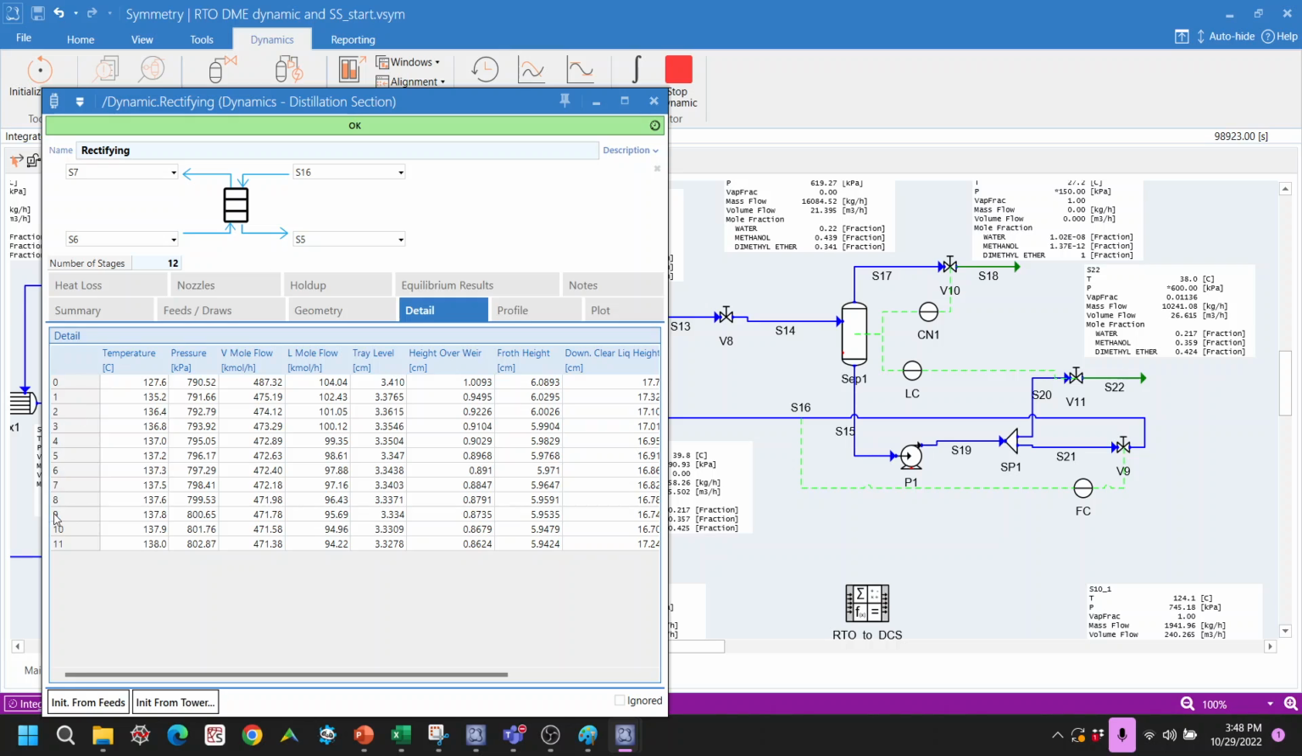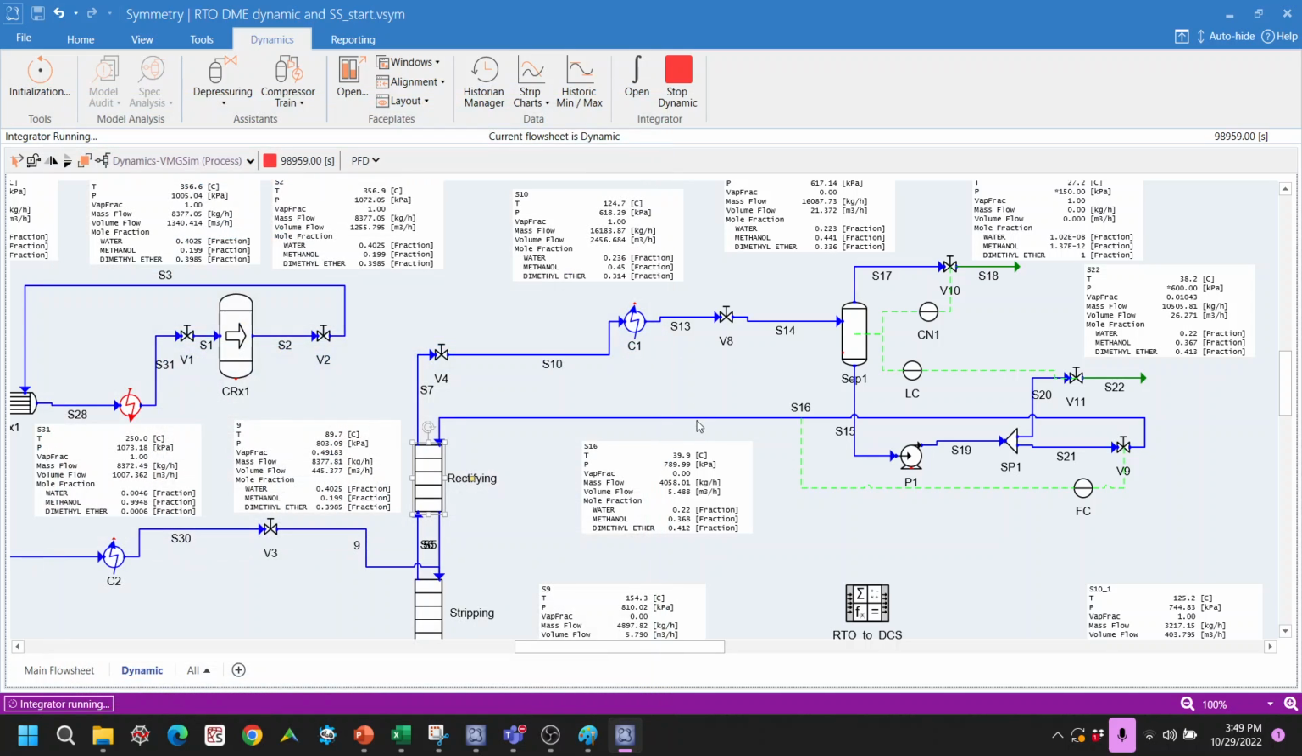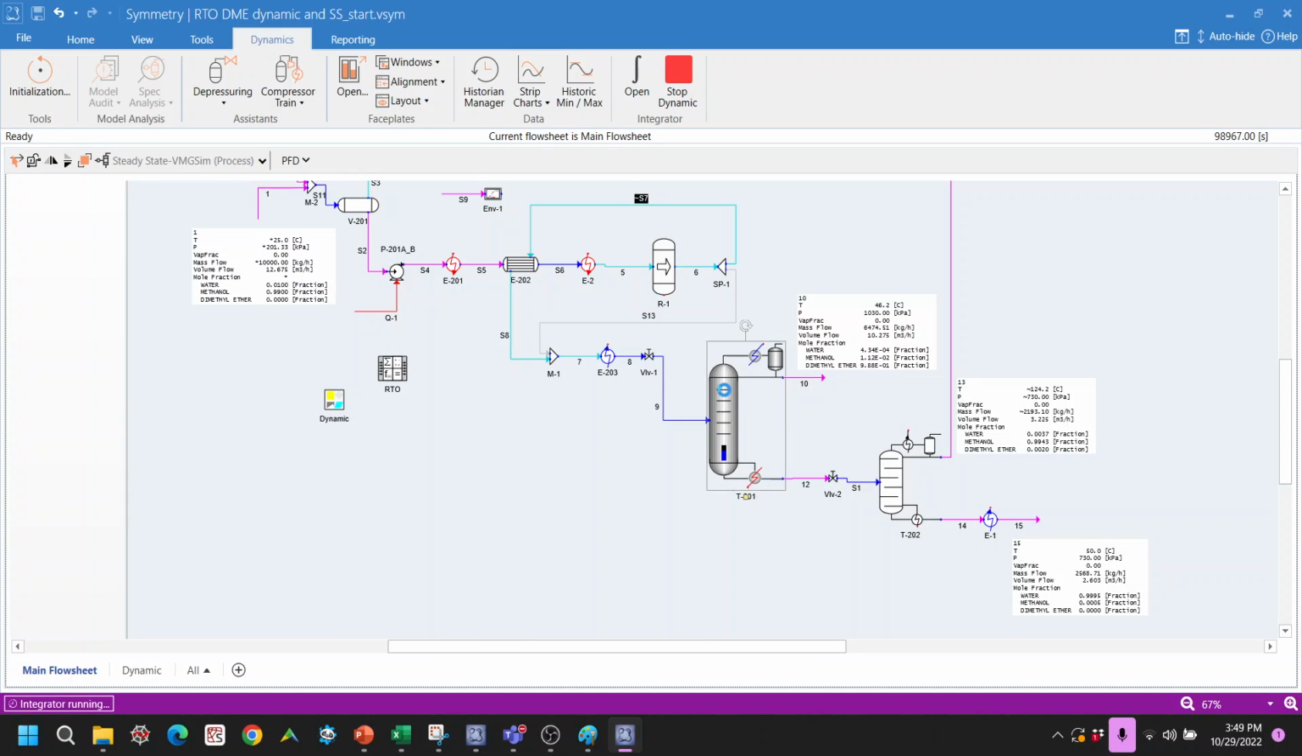And this is from the actual running plant or just by design? Yeah, this is coming from a plant. So this is 11 stages for the rectifying, and in this case I am rectifying 11 stages.